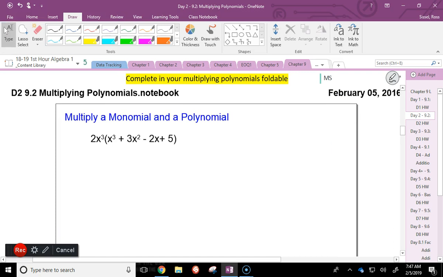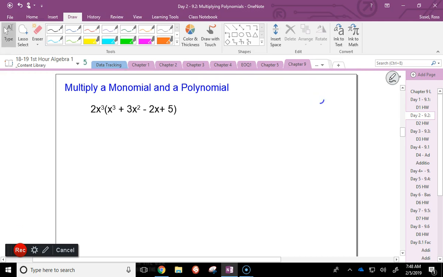Complete in your multiplying polynomial foldable. I believe that's the one I just gave you. So this sheet says multiply a monomial and a polynomial. So the example we are going to do here can also be put into your foldable. That way you can put it in your notebooks when you're reviewing for the test or for the EOC or EOQ, that you can go back to review this and it's there.